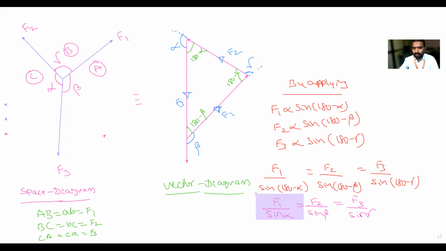This is the formula, how to derive it, that is the sine rule, or Lami's theorem. What does Lami's theorem say? Each force is directly proportional to the sine of the angle made by the other two forces. F1 is making an angle alpha between the other two forces, F2 is making beta, and F3 is making gamma. That is, F1 divided by sin alpha is equal to F2 divided by sin beta is equal to F3 divided by sin gamma. Is it clear, everyone?